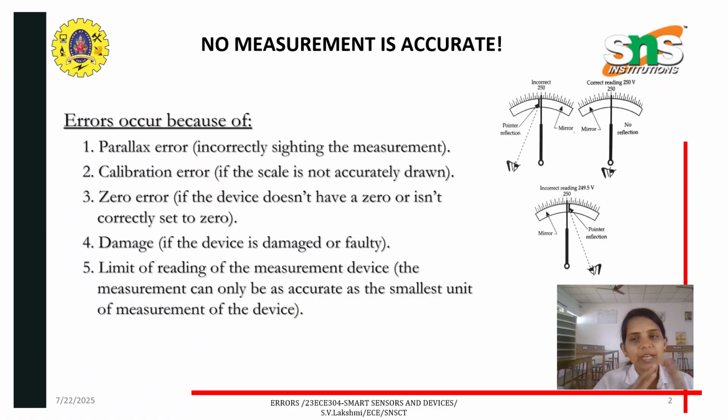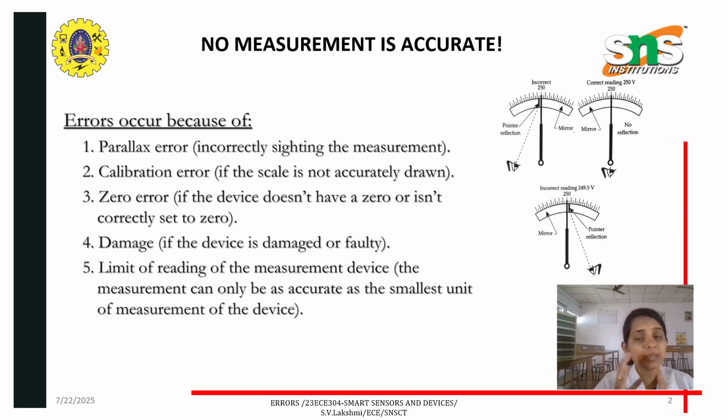So generally we know that no measurement is accurate. 100% accuracy cannot be obtained in any system. So there would be some error occurring in the system. So we know no measurement is accurate. There are various reasons why these errors occur.